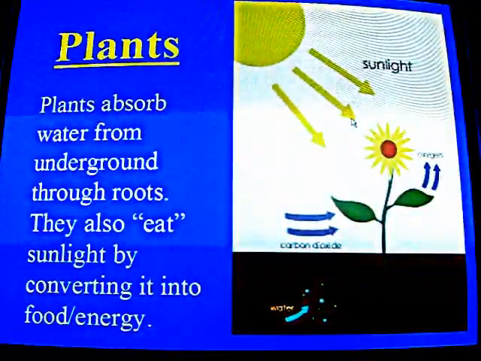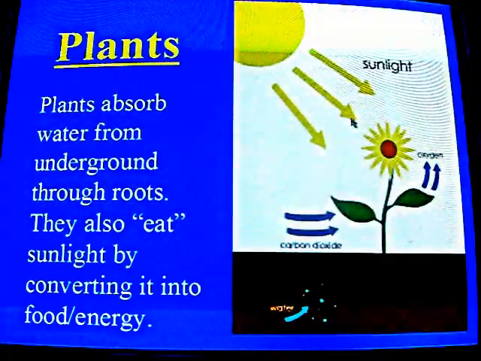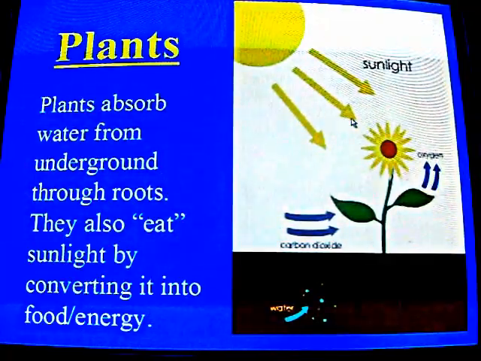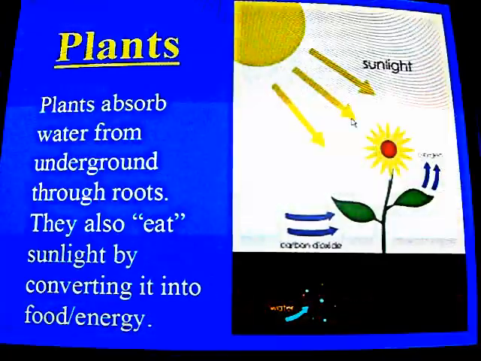Plants absorb water from underground through roots. They also eat sunlight by converting it into food and energy.